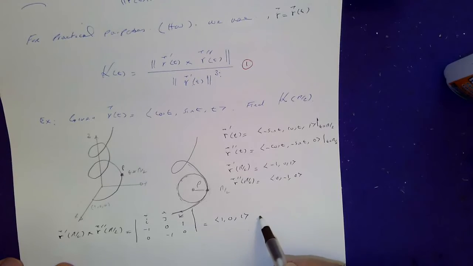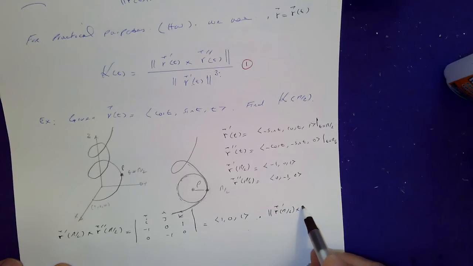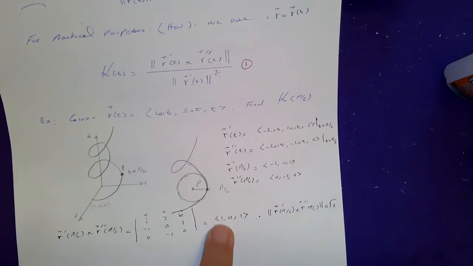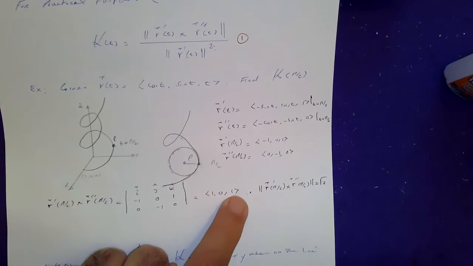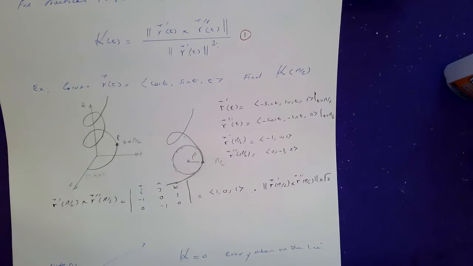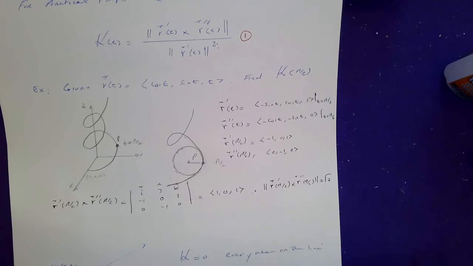So now we have to take the magnitude of r prime evaluated at pi over 2, the cross product, this guy right here. And as you can tell, the answer is the square root of 2, because that would be 1 squared plus 0 squared plus 1 squared. That would give you a square root of 2. Okay, then, we're almost there now.